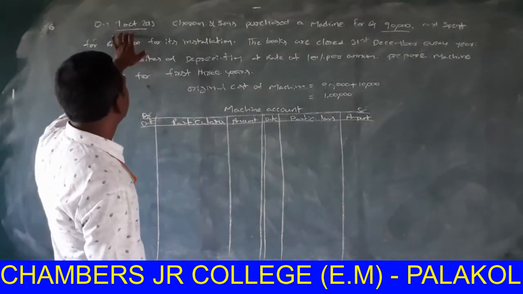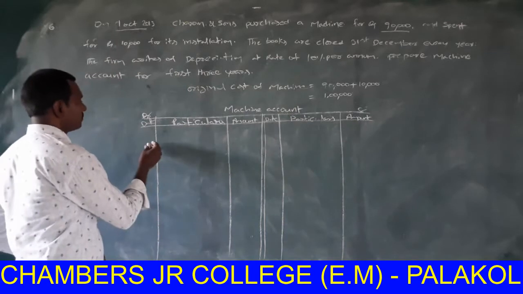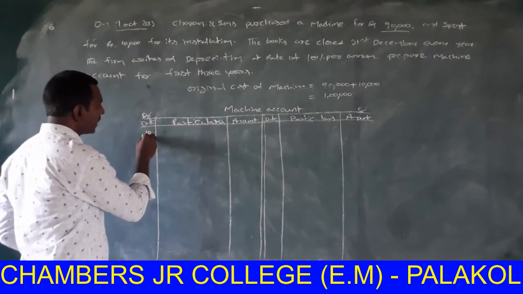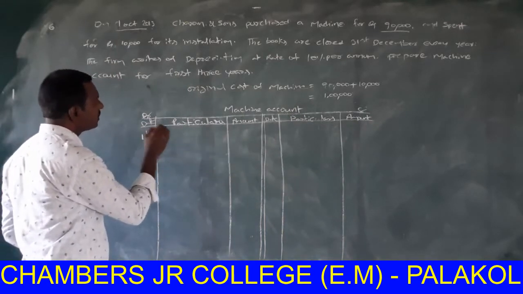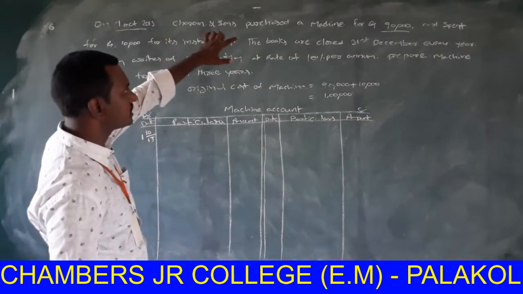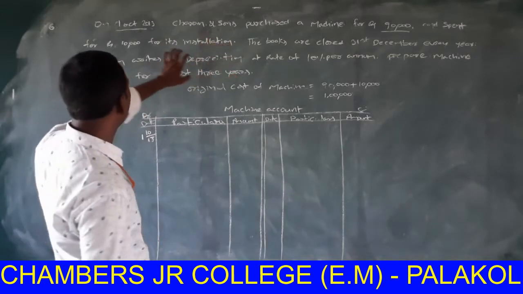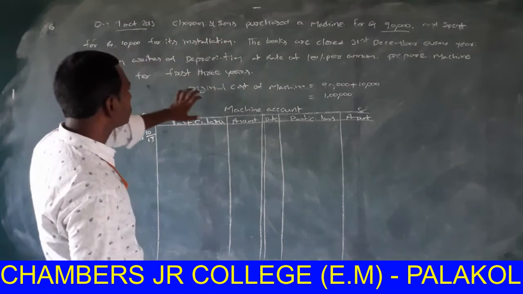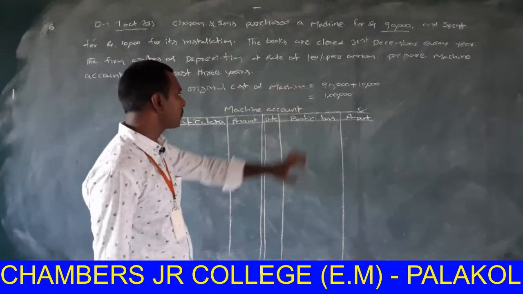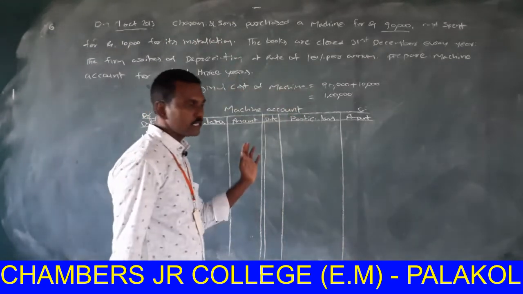Okay. On 1st October 2013, Charan and Sons purchased a machine for rupees 90,000 and installation price 1,000. So the original cost of the machine here is 1 lakh. The cost of the machine is 1 lakh.